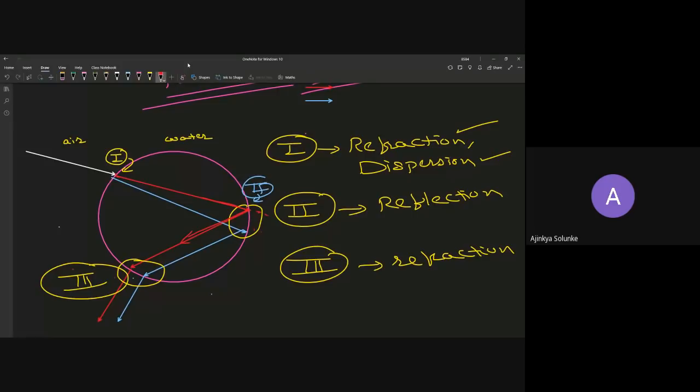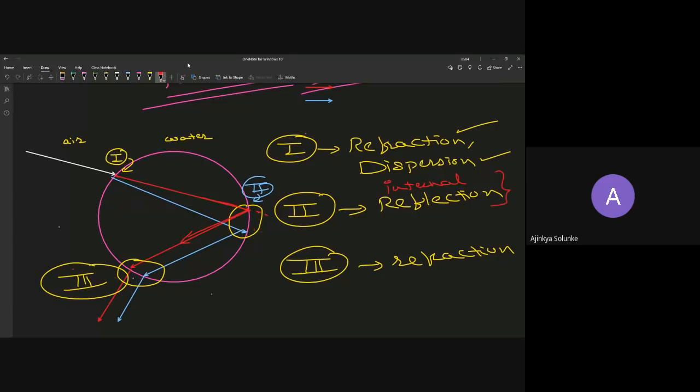Inside, right? Okay, so we have a word for it. We have a technical term for it. We call it internal reflection. Not just reflection, but internal reflection.